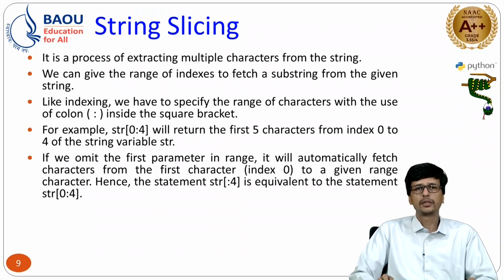So 0, 1, 2, 3, 4. These are the characters that you can fetch. Mind one thing: whatever value you mention at the end will be considered exclusive, so that character is omitted. So here 4 is there. So what happened? 4 minus 1. So up to index 3, whatever number of characters, that will be displayed.